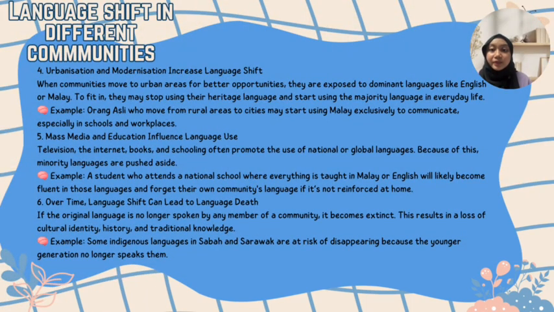Urbanization also plays a major role. When people move to cities, they are surrounded by dominant languages in daily activities like at work, in shops, and in public spaces. For instance, orang asli who move from rural villages to urban areas often stop using their indigenous language and switch to Malay to blend in and be understood.